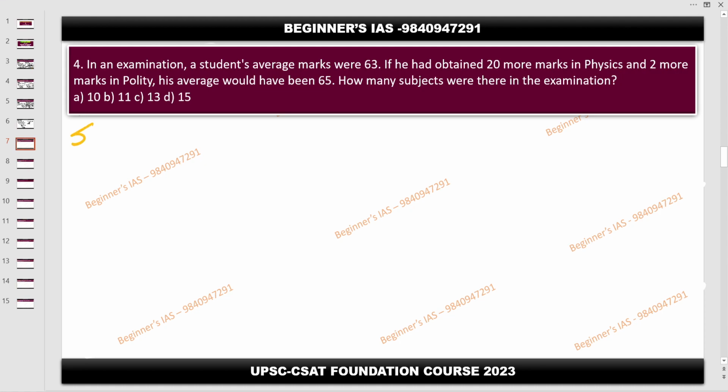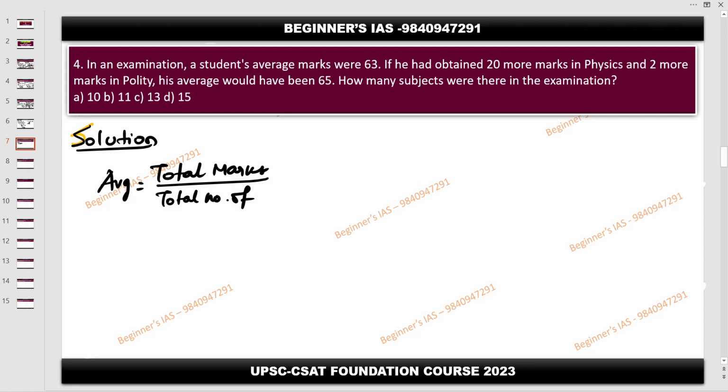First of all, some basic concepts you need to understand and revise with respect to the average. So what is the average? The average is equal to the total marks, or the sum of the marks, divided by the total number of subjects. If you know this logic, it is easy to solve this question. Here the question is dealing with how many subjects there are. I don't know the number of subjects.